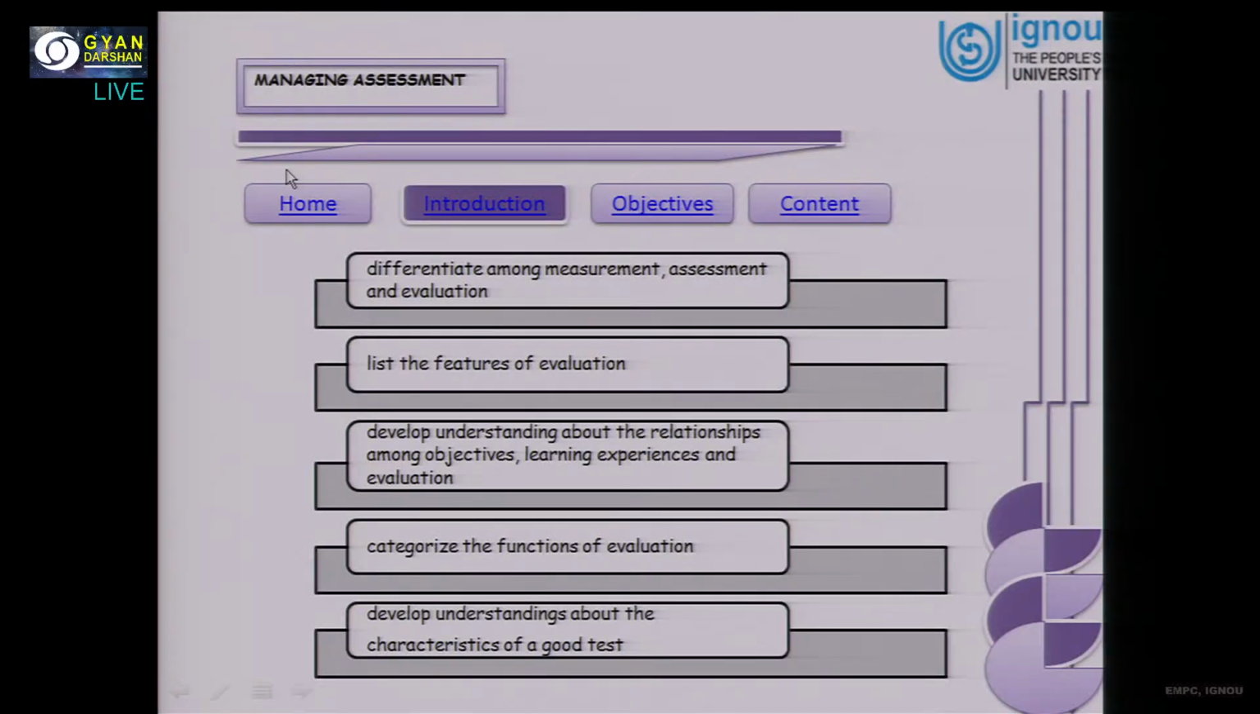So in this session, the main objectives are to differentiate among measurement, assessment and evaluation, list the features of evaluation, develop understanding about the relationships among objectives, learning experiences and evaluation, categorize the functions of evaluation, and develop understanding about the characteristics of a good test. So let us see how the terms differ from each other.